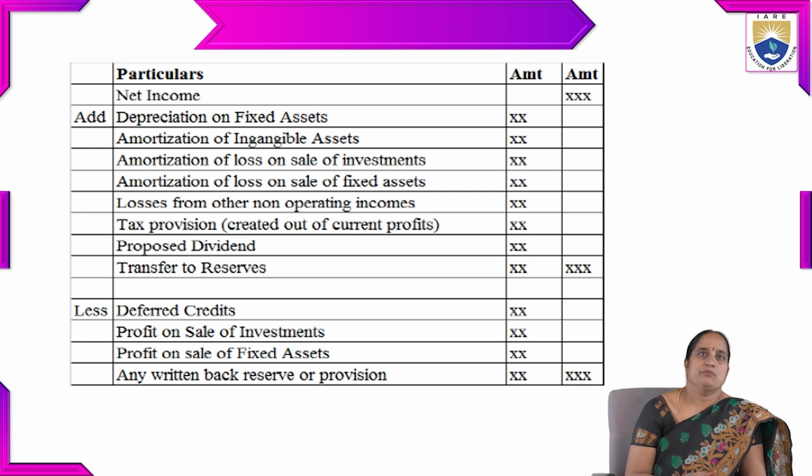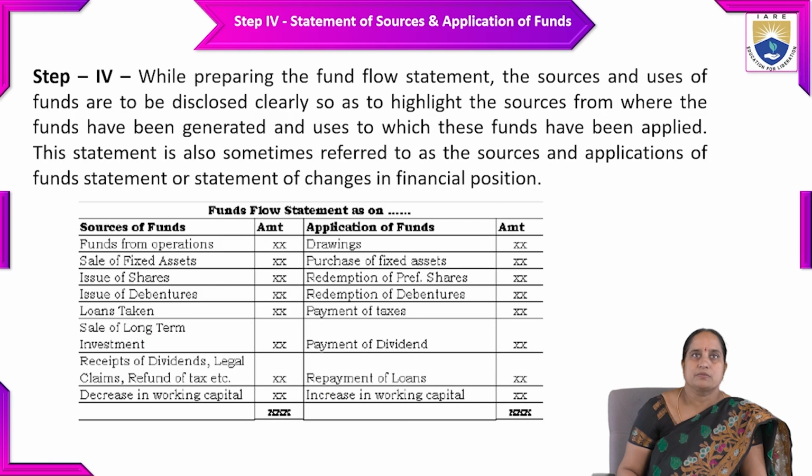Then next, for that we have to add net income, depreciation on fixed assets, amortization of intangible assets, amortization of loss on sale of investments, amortization of loss on sale of fixed assets, any kind of losses from other non-operating incomes, tax provision, proposed dividend, transfer to reserves. From that we have to subtract deferred credits, profit on sale of investments, profit on sale of fixed assets, any written back reserves or provisions.